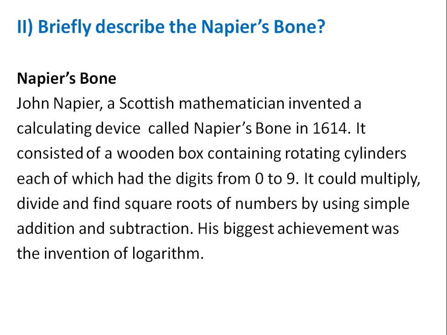Question number 2. Briefly describe the Napier bone. John Napier, a Scottish mathematician, invented a calculating device called Napier bone in 1614. It consisted of a wooden box containing a rotating cylinder, each of which had the digits from 0 to 9. It could multiply, divide, and find the square root of number by using simple addition and subtraction. His biggest achievement was the invention of logarithm.